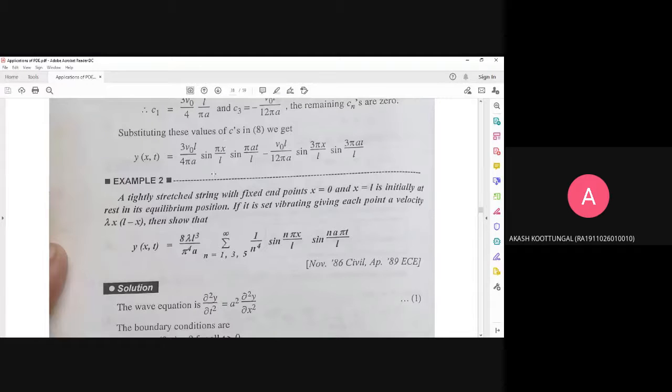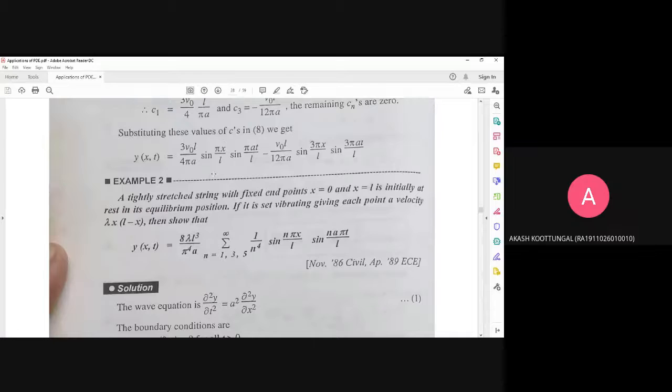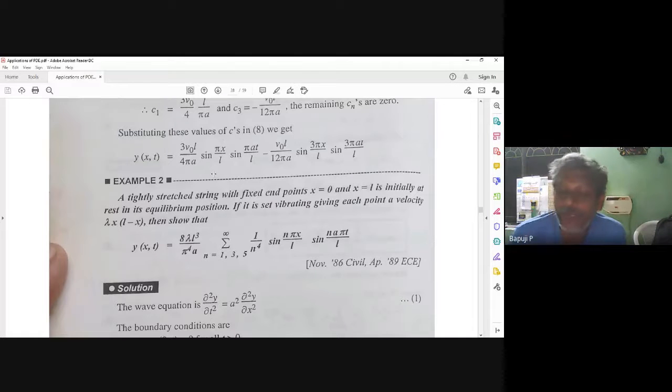Example: A tightly stretched string with fixed ends x equal to 0 and x equal to L is initially at rest in its equilibrium position. If it is set vibrating by giving each point a velocity lambda x into L minus x, show that this is the answer. What is given? A velocity. It's very, very important. In the previous problem, displacement is given. Here, velocity is given. Initially it is in the equilibrium position, so some velocity is initially there.